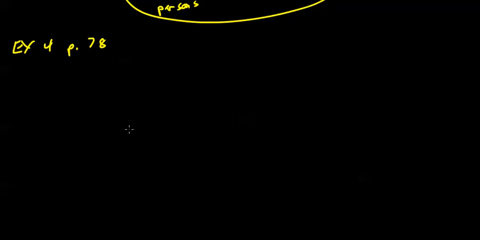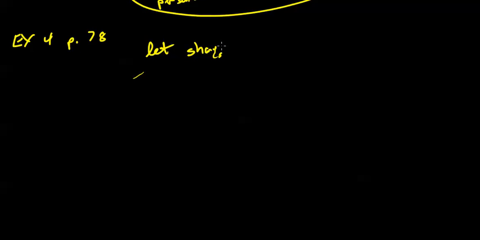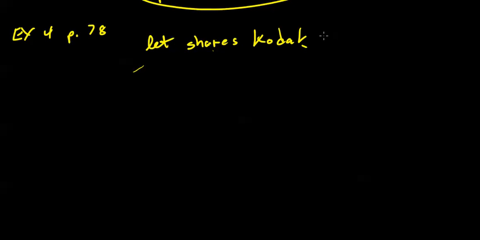Alright, the first thing I'm going to do after I read the problem is write a let statement. I'm going to let x equal the number of shares of Kodak. Again, I pick x to be Kodak because I notice all the other share numbers, either directly or indirectly, are described in terms of the shares of Kodak.